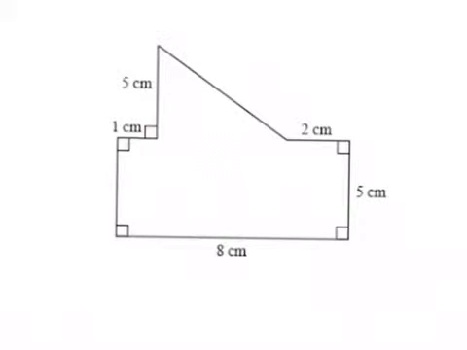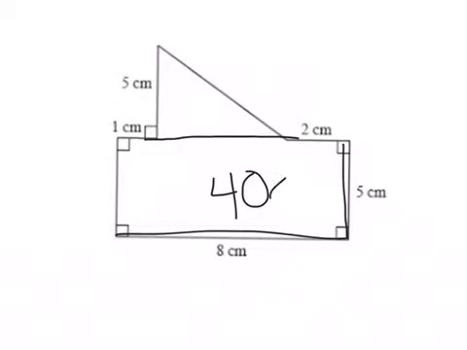Now this example is going to be a little bit more tricky for you, and this is where you're going to have to use your algebra skills to solve. So if I was going to solve this example, I would separate the triangle from the rectangle. I know that for this rectangle part, I can do base times height. So my area here is 40 centimeters squared.